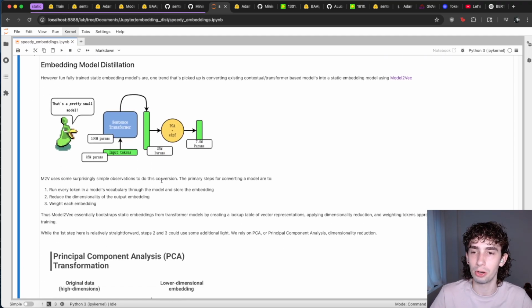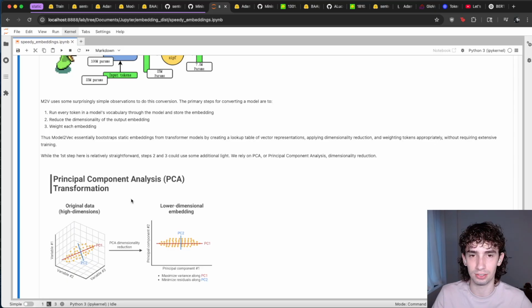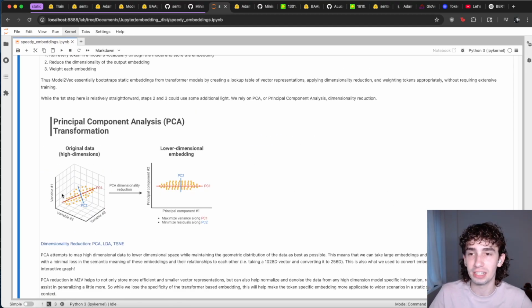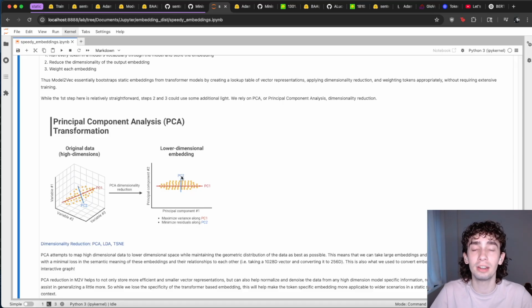So just to quickly go over these 3 steps, running every token in the model's vocabulary through the model and storing the embedding is pretty straightforward, so I won't go into that one. But reducing the dimensionality of the output embedding is going to rely on something called principal component analysis dimensionality reduction, or PCA for short. PCA is a way of taking high dimensional data and mapping it down to, of course, lower dimensions, and is what we use to take our 300 dimension representation and change it into 3 dimensions for our visualization that we showed earlier with the king, woman, queen example.